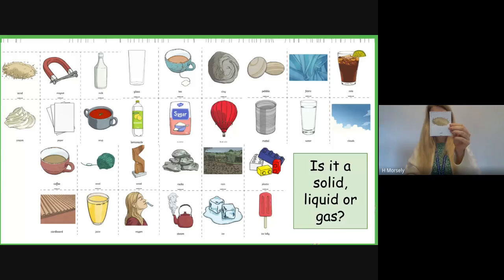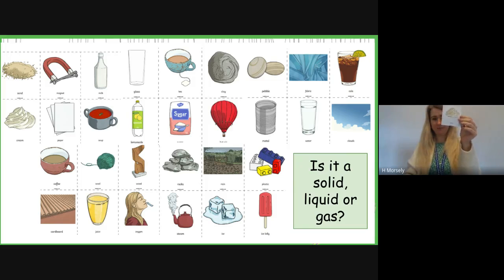Sand. It's quite a tricky one. Where did you put sand? So I put sand as a solid because I was thinking of one grain of sand is a solid piece, even though many grains of sand can be poured, a bit like sugar. Okay, the individual pieces of sand, the grains, are solid pieces. And what about rocks? Yeah, solid, that one was quite easy.